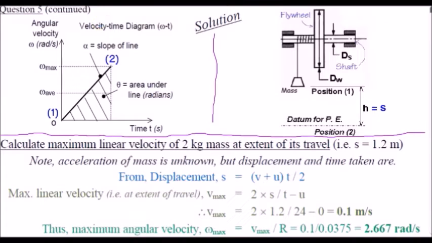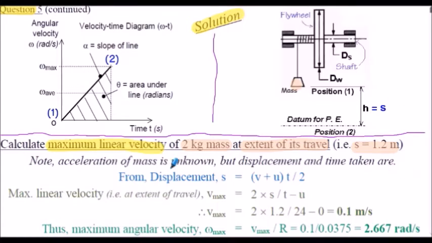So question 5, solution continued. So here's our first calculation. We're calculating the maximum linear velocity of the 2 kilogram mass, or the load on the hanger here, after it's travelled through the distance of 1.2 meters. I'm using the symbol s here because it's s in the linear motion equation.